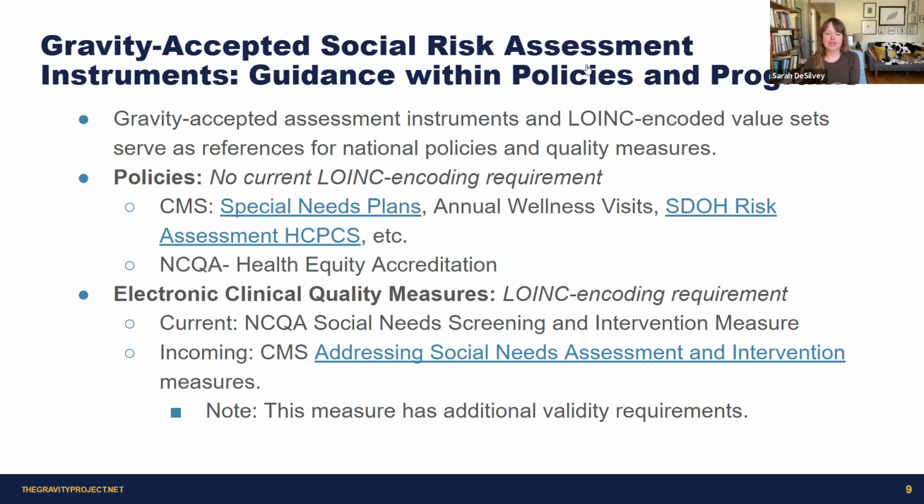In addition, the current NCQA social needs screening and intervention measure that our friends at NCQA will present on shortly also references the LOINC encoding of those instruments. And in addition, the incoming CMS addressing social needs assessment intervention measure also references the LOINC encoding requirement. This is because they are electronically reported. As we'll discuss in a little bit, and we have discussed on other calls as well, the CMS addressing social needs assessment intervention measure raises the bar on validity within their requirements as they're able to do. But again, the base Gravity value sets are the reference.